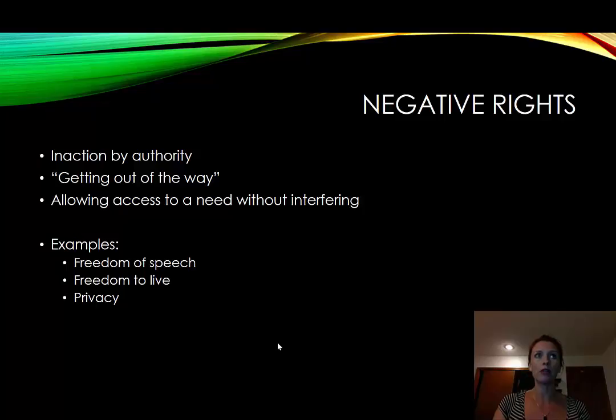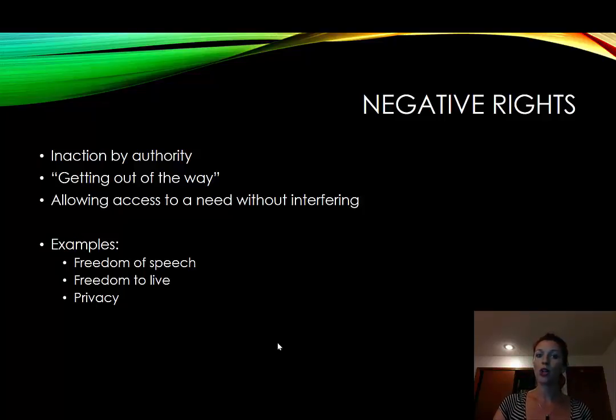So your freedom to live might be protected by the government putting in jail someone who has attempted to kill you or rob you, or it may protect your right to privacy by passing laws that certain people cannot take photos of you in your home without your consent, or that people cannot hack into your accounts and read your emails. Those kinds of things are protected by the government, even though they are considered negative rights.